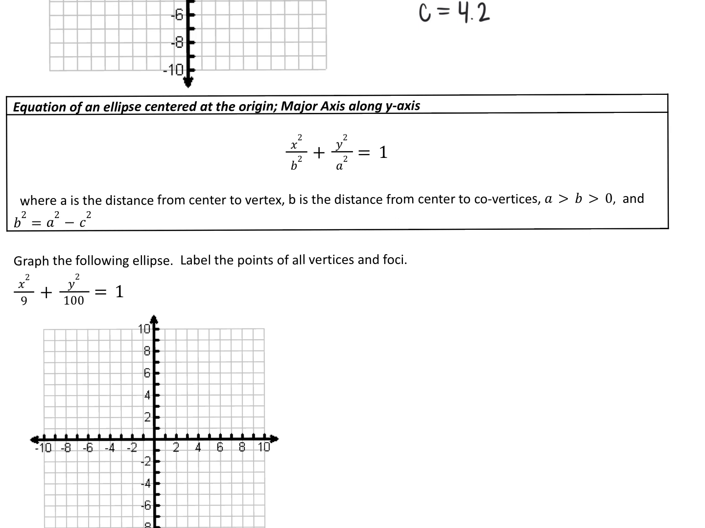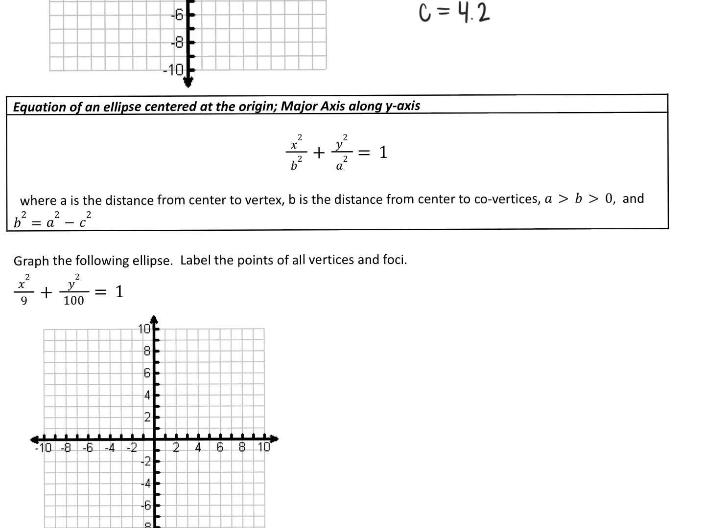And the only thing that changes in our equation is the location of a squared. So it's now x squared over b squared plus y squared over a squared equals 1. Everything else has stayed the same from the definition when the major axis was the x-axis.